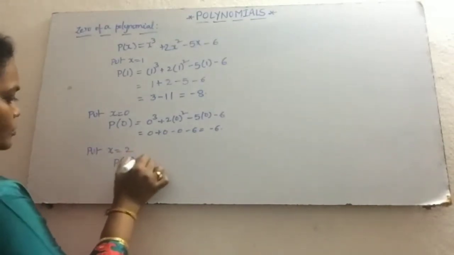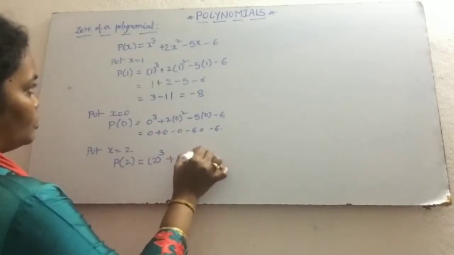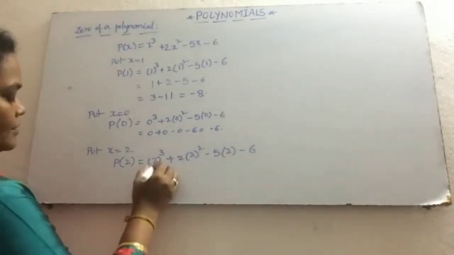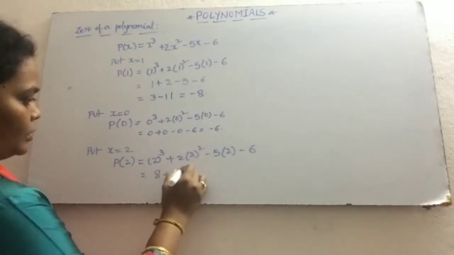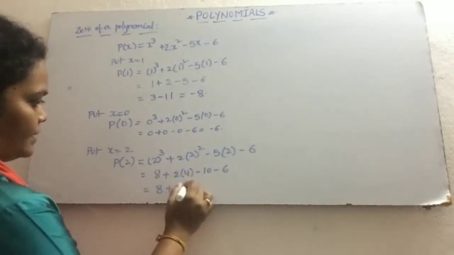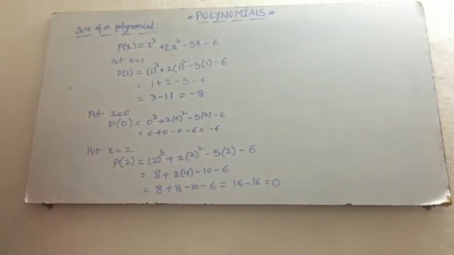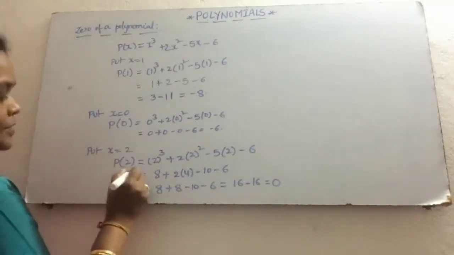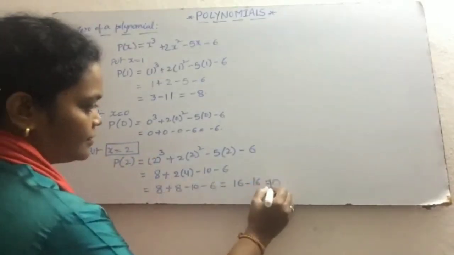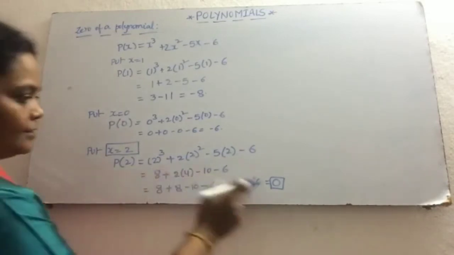Put x equal to 2. So P of 2 equal to 2 whole cube plus 2 into 2 whole square minus 5 into 2 minus 6. That means 8 plus 2 into 4 minus 10 minus 6. 8 plus 8 minus 10 minus 6, that is equal to 16 minus 16, that is equal to 0. Now observe this, if the value of x equal to 2, then the value of this polynomial is 0.